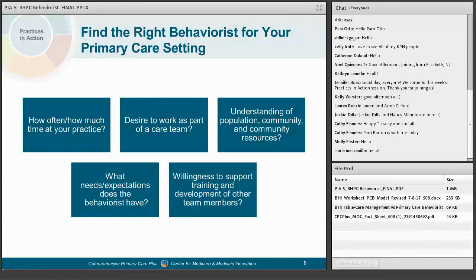your patients. When identifying the right fit, behaviorist time and scheduling, practitioner needs and expectations, willingness to work as a multidisciplinary care team member, and willingness to support training and development are important considerations when trying to find the right behaviorist for your practice.